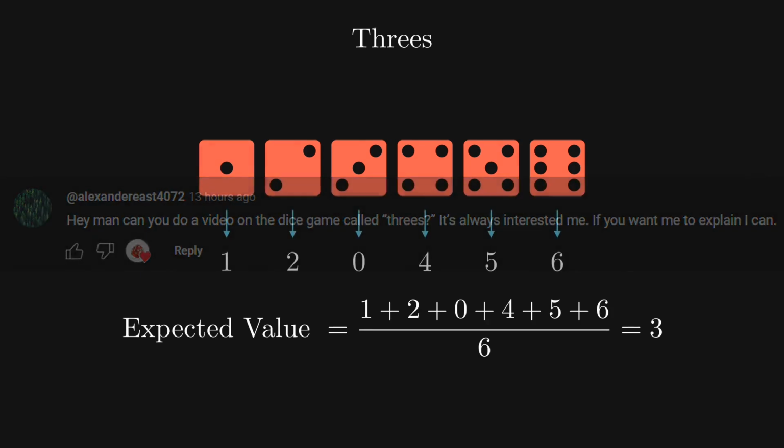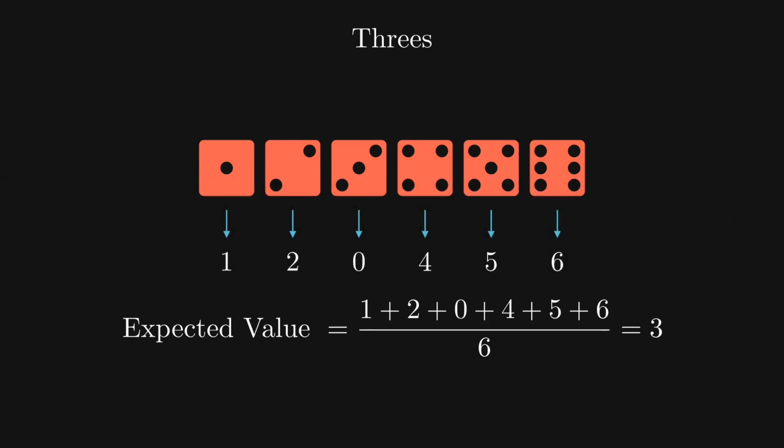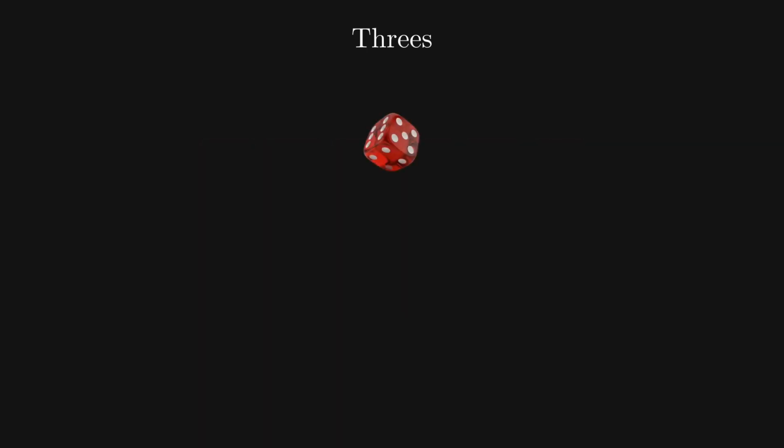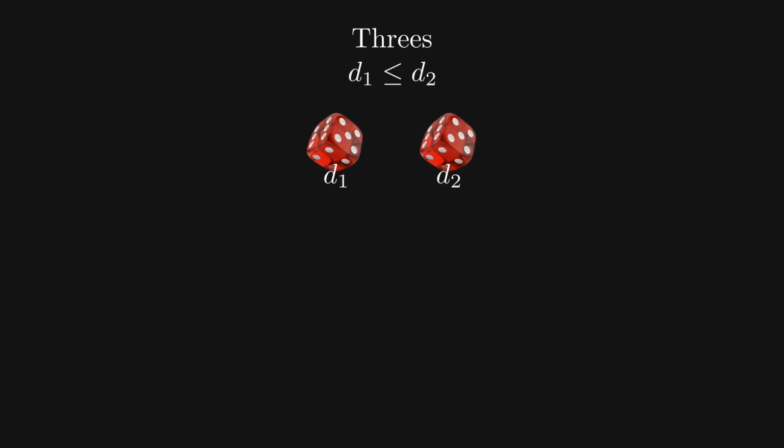However, if you analyze the game using backward induction, you quickly realize the game is much more complicated than that. Suppose we're rolling 1 die. The expected value is 3. We say E1 equals 3. Suppose we are rolling 2 dice. The rules require that we keep at least 1, so clearly we must keep the lower of the 2.